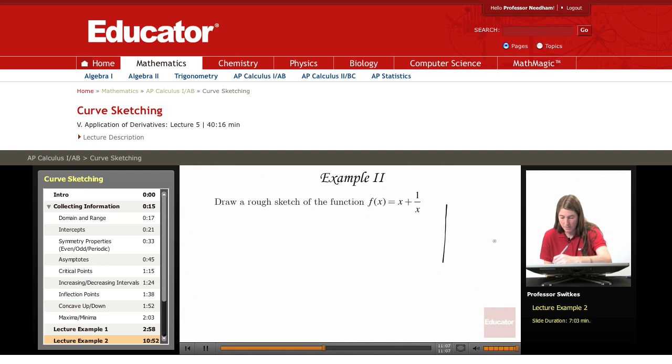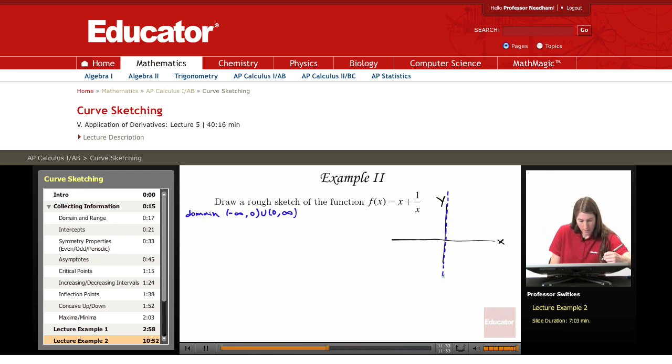I'll get set up with a coordinate system here, and we'll just look at a number of different features of this plot. So first of all, I want to point out that the domain is negative infinity to 0, union 0 to infinity. Notice that at 0, the 1 over x causes division by 0. We have a vertical asymptote there.